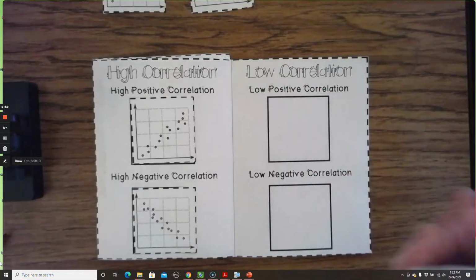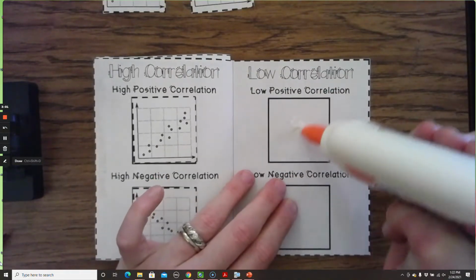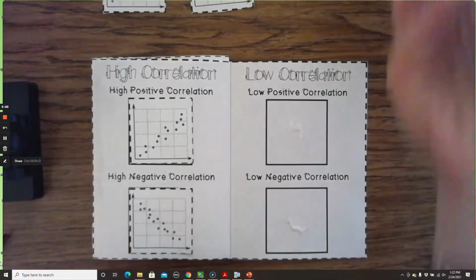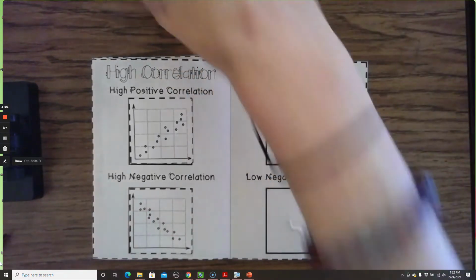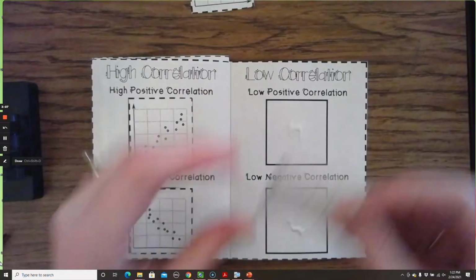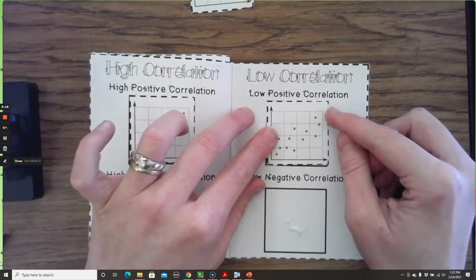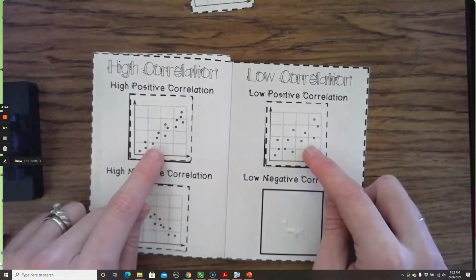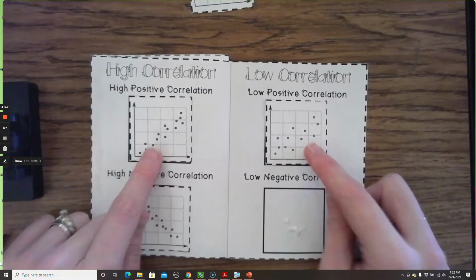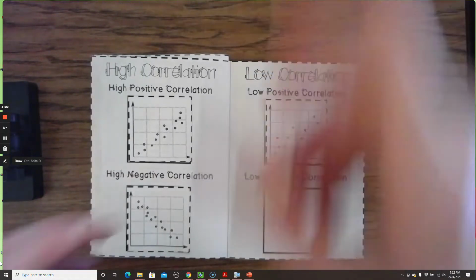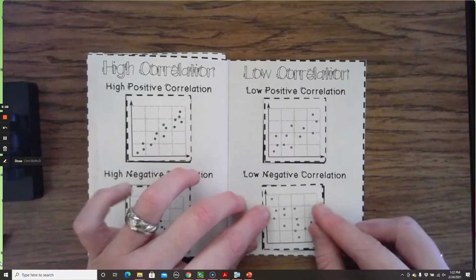And then we have low correlation. So in both of these examples, the data is real spread out. And so for the low positive correlation, you can see how spread out the data is. We can still tell that it's going uphill, but you can see how much further the data is spread out between these two examples. For the low negative, the same thing occurs.